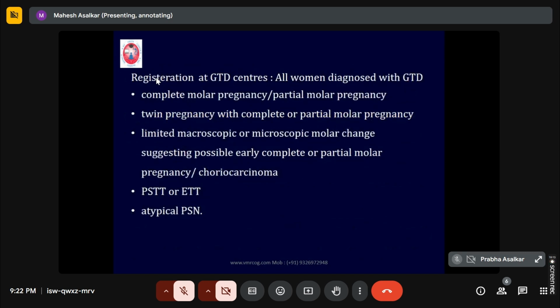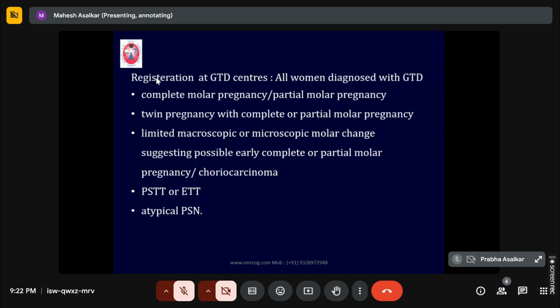Okay. Now which patients require registration at the GTD center? All women diagnosed with gestational trophoblastic disease, such as complete molar pregnancy or partial molar pregnancy, twin pregnancy with complete or partial molar pregnancy, then limited macroscopic or microscopic molar change suggesting possible early complete or partial molar pregnancy or choriocarcinoma, then placental site trophoblastic tumor or epithelioid trophoblastic tumor, ETT, and atypical placental site nodule. So these are the indications for referral to GTD.